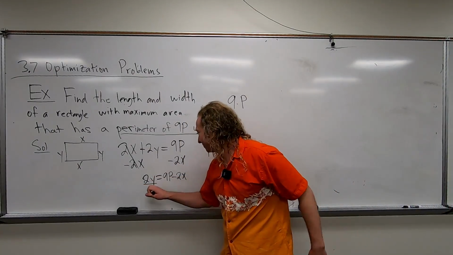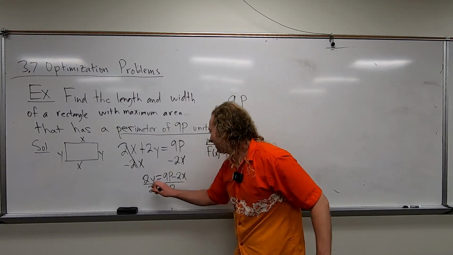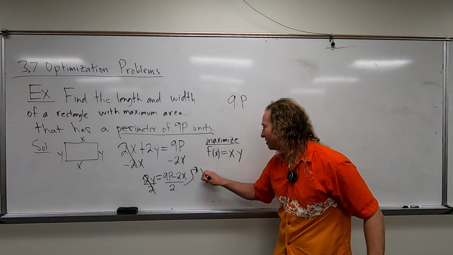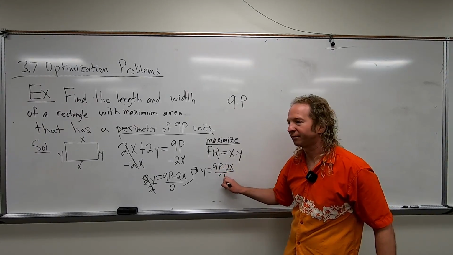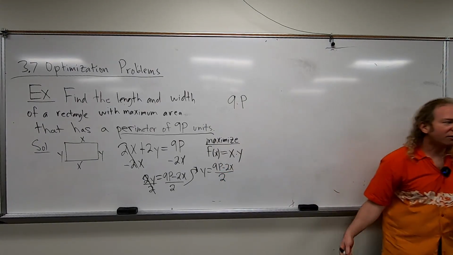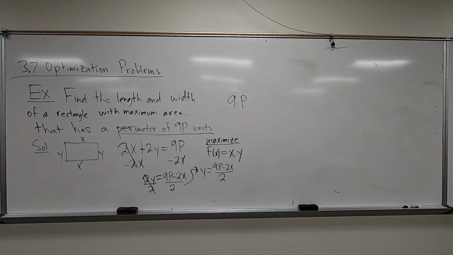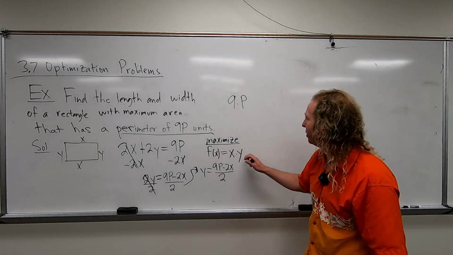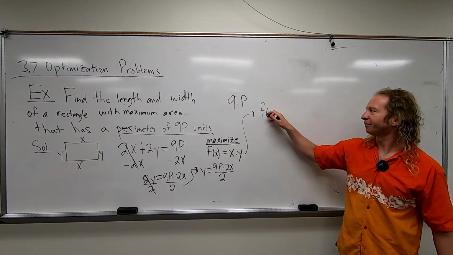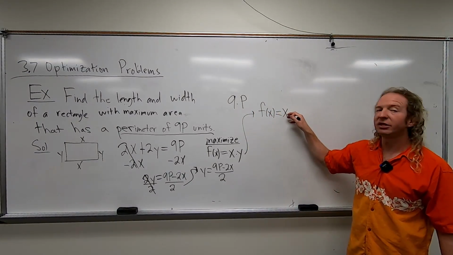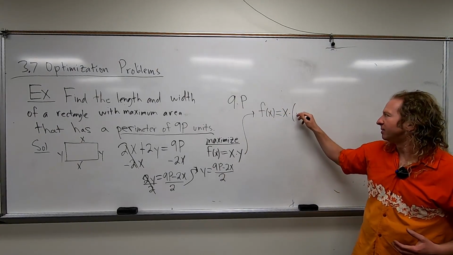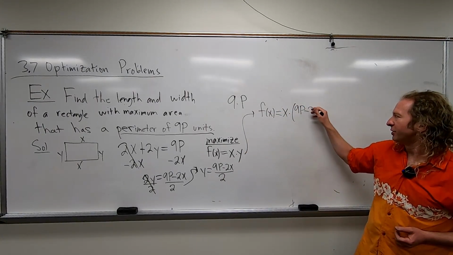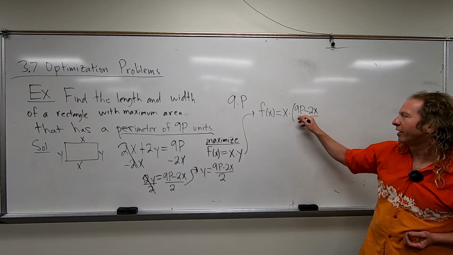Divide by 2. So y is equal to 9p minus 2x over 2. And then we just plug it in here. So now we take the y, we plug it in here. So we get f of x equals x times y. But y is just this piece here. So it'd be x times parentheses 9p minus 2x all divided by 2.